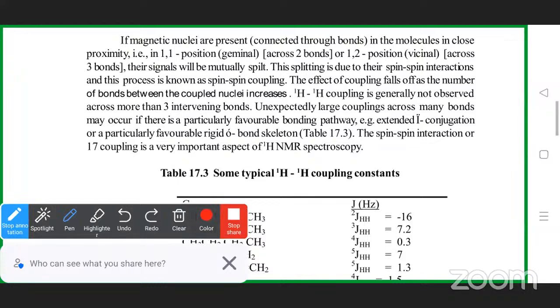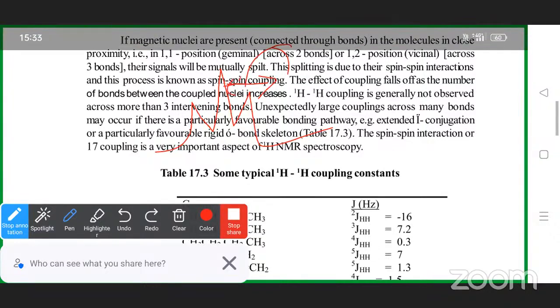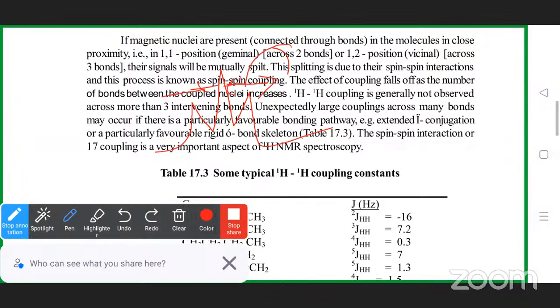right? So here, one signal is splitting like this. Now the gap between this signal and this signal, and the gap between these two signals here, is indicated with the J value. J also has units. J is nothing but the coupling constant.